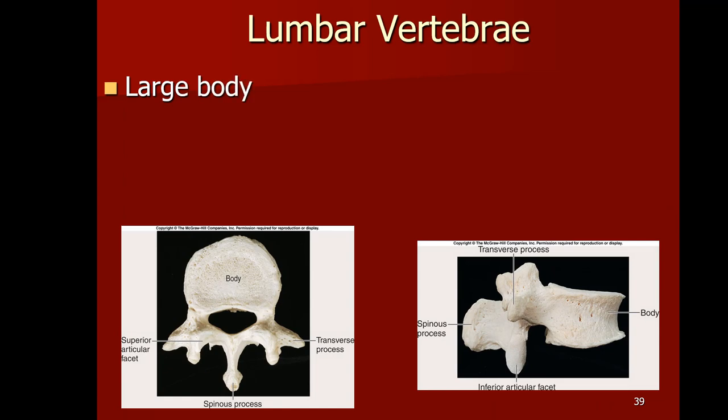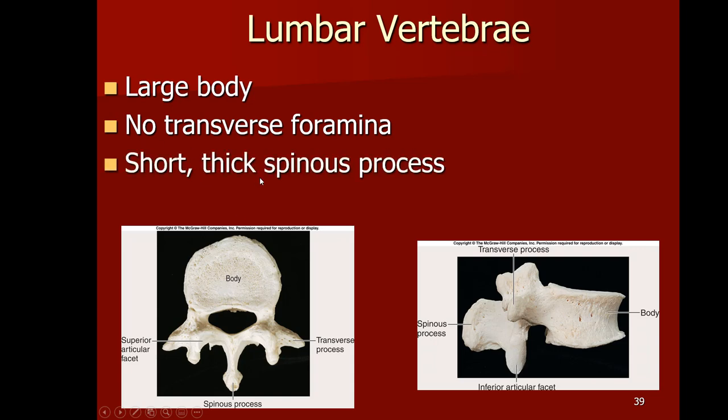All right, and then we have lumbar. These are the ones in your lower back region. So we have 5 of these. Large, huge body, large body. No transverse foramina. Very short, thick processes. So short, thick spinous process, transverse processes. And these are big because they support the most weight. Just think of your lower back region.